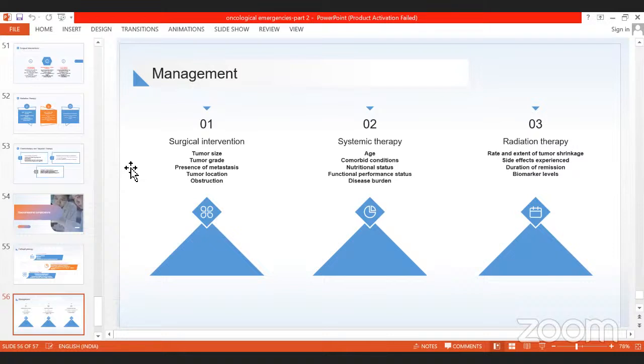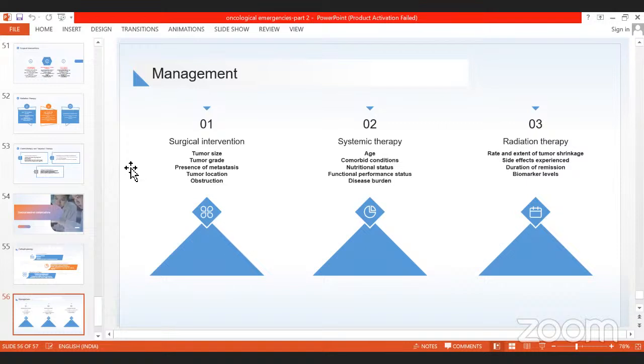The second option is systemic therapy. Systemic therapy always depends on factors like age, comorbidities, nutritional status of the patient, performance status, and mainly the disease burden. The disease burden has a very important role in giving systemic therapy. So whenever we feel that the patient will feel better after chemotherapy, that the disease burden will be less and the patient will be symptom free, we go with systemic therapy once it is addressed with the surgical intervention.